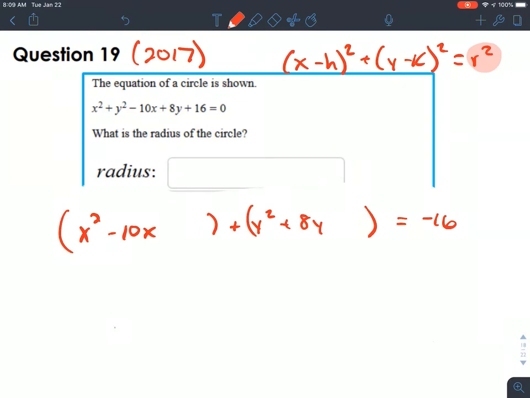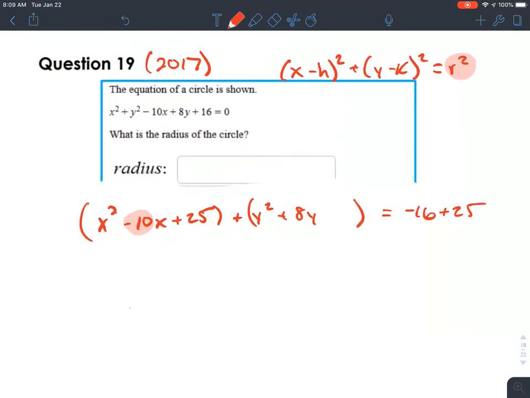To do that, I need to complete the square. To complete the square, I'm going to take the coefficient of x, which is a negative 10. I'm going to cut it in half. That's a negative 5. And then square it. That's a 25. If you add something to one side of the equation, you got to add it to the other.